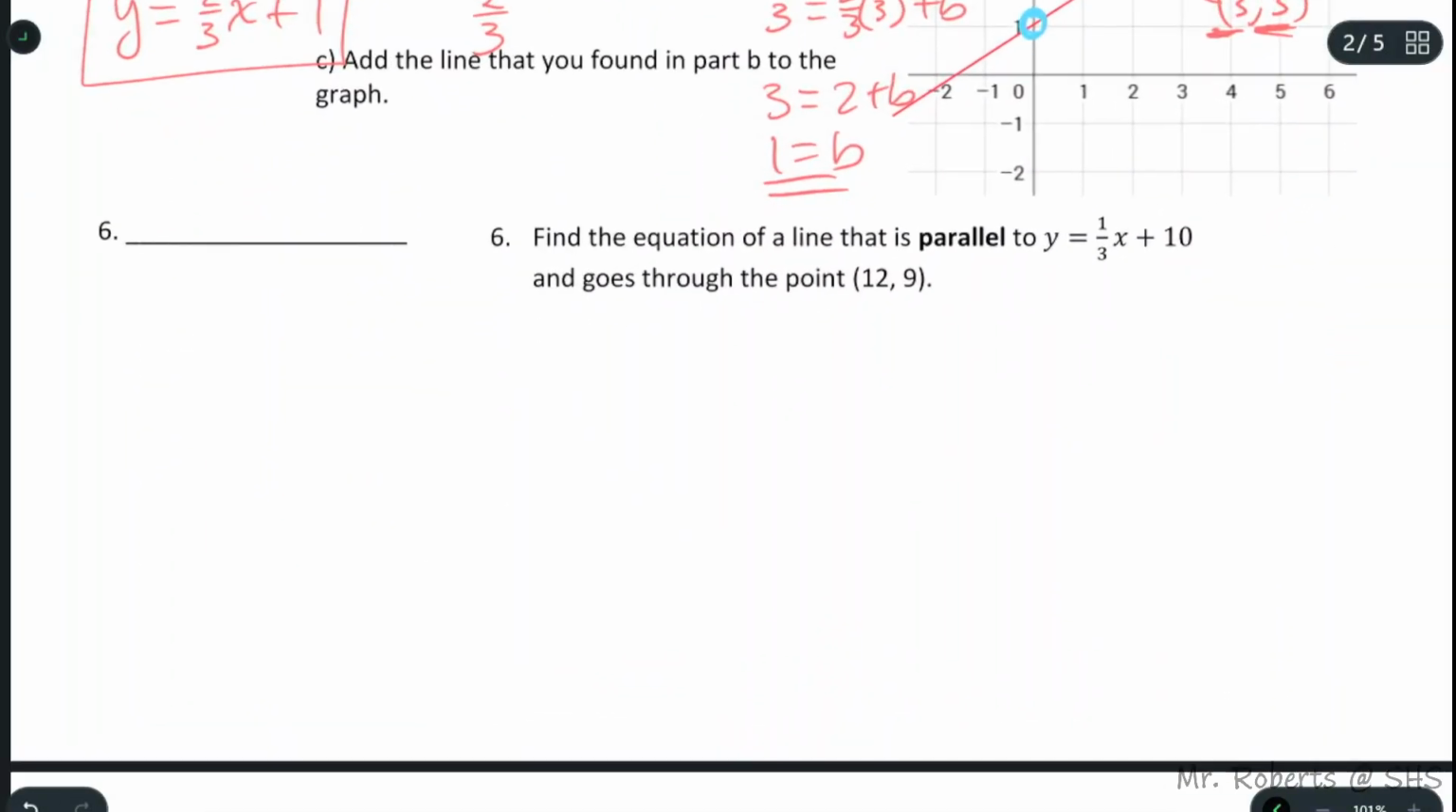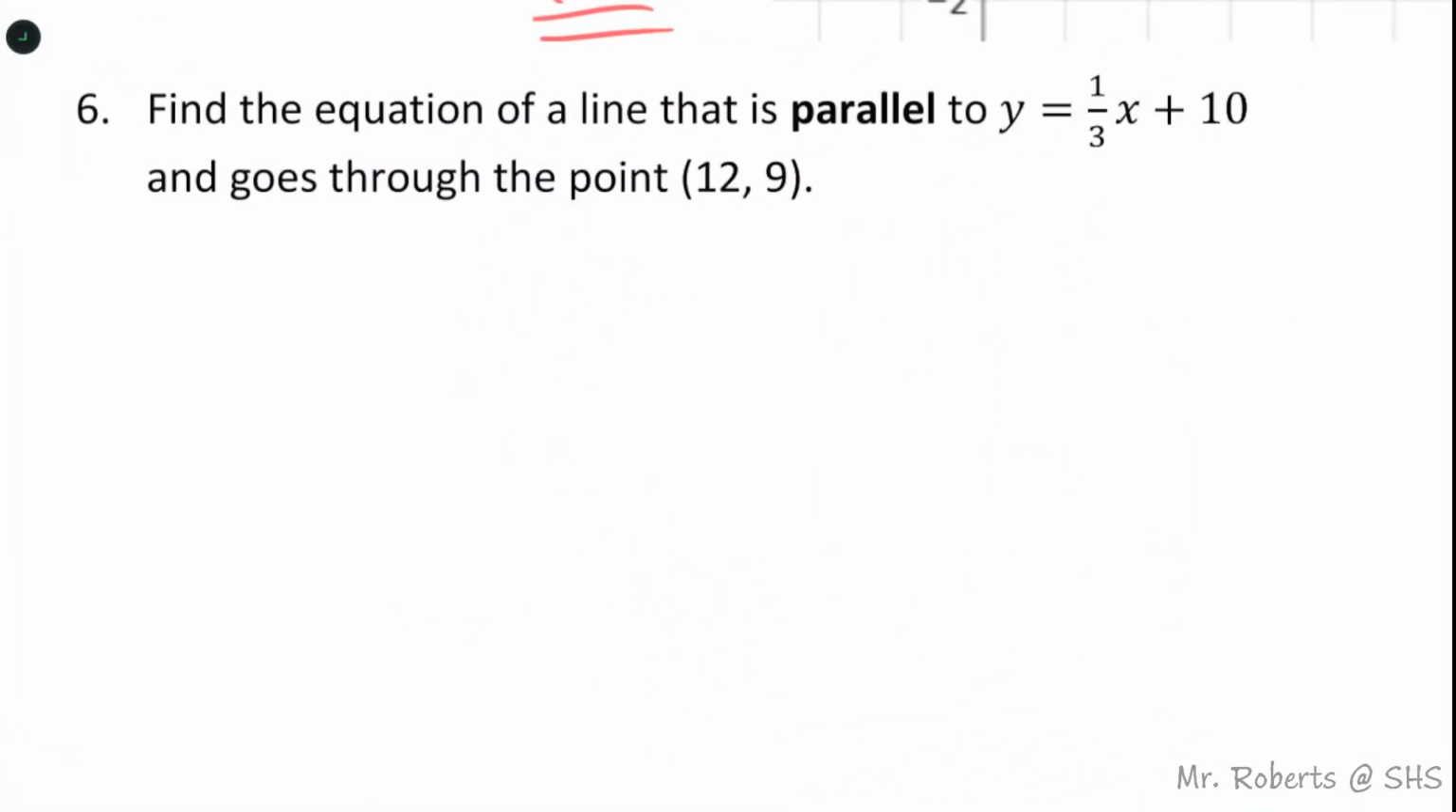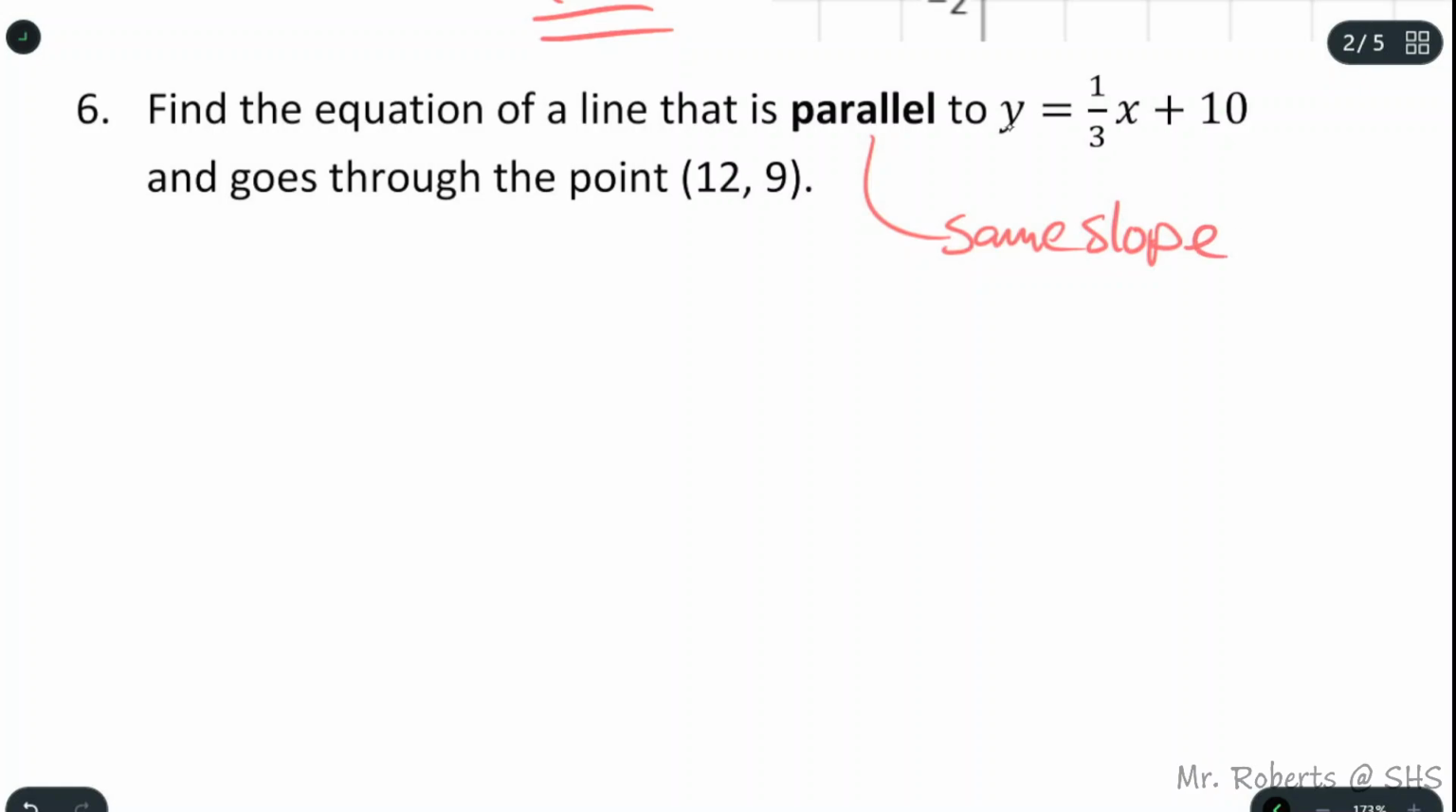Next, it says find the equation of a line that is parallel. Oh, parallel to this line. Well, lines that are parallel to each other have slopes that are the same. So I'm just going to remind myself, same slope. And this line, it's very easy to see what its slope is because it's written in slope-intercept form. Its slope is 1/3. So what's happening here is I'm being asked to find the equation of a line that has a slope equal to 1/3. And it goes through this point where x is 12 and y is the number 9.